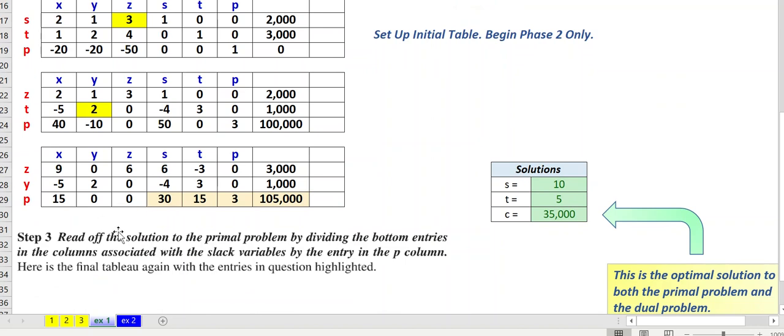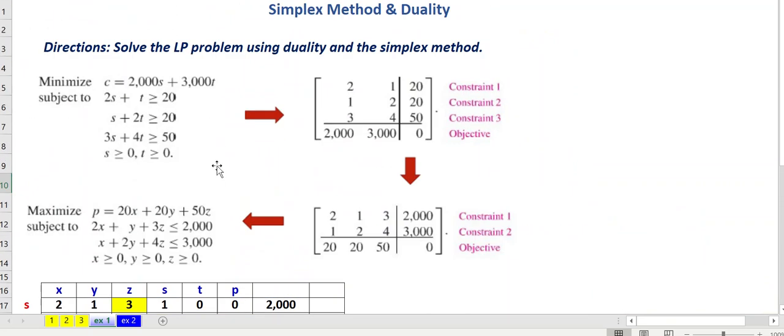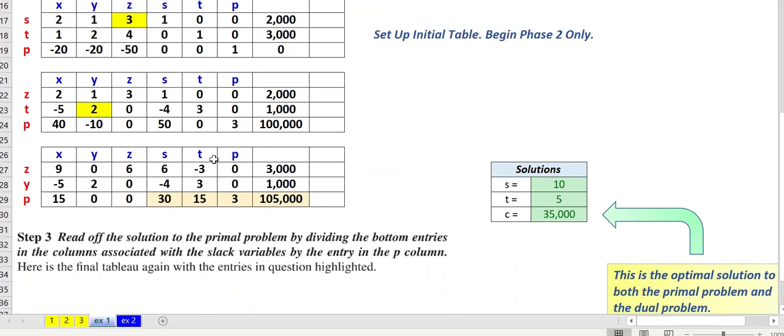To determine the solution, now we're really looking for the solution to the original primal problem, which the variables are S and T. So in our final table, what we're going to do is we go to the S column, and we look for the bottom number in the bottom row, which I've highlighted, is 30. Then we go to the T column, and we go to the number on the bottom row, 15. Same thing with P, go to the bottom row, and the constants. So I've highlighted these numbers because those are the numbers that we need.